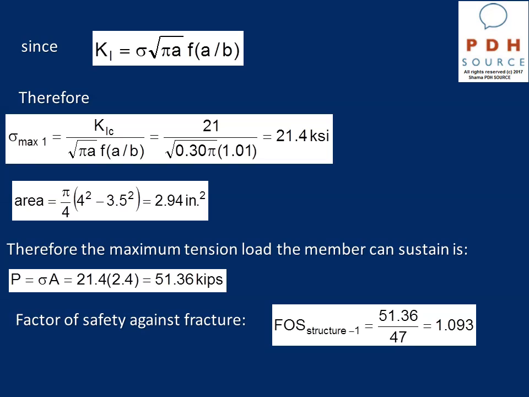Now, this is the equation for the stress intensity factor. So sigma maximum for this case is going to be equal to the fracture toughness for this material divided by this value, and the fracture toughness is 21, divided by this equation, is going to give you 21.4 ksi.